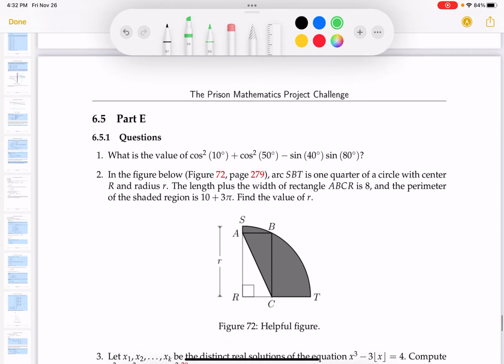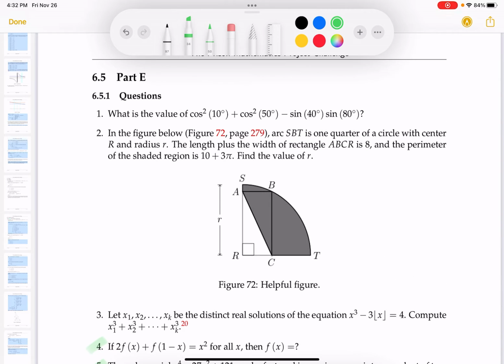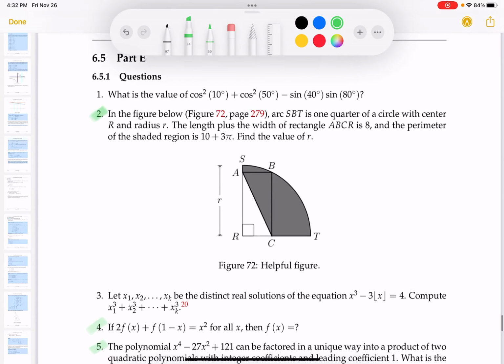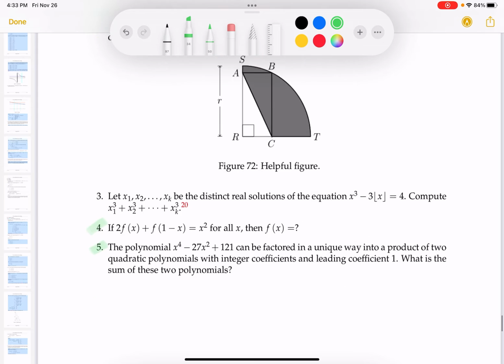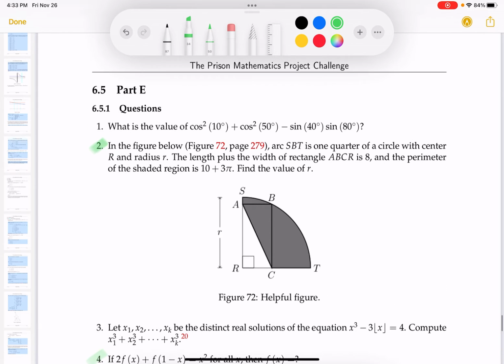I'm going to look around. And you know what? I think I'm going to try 2, because the 1 looks tough and 3 looks tough to me. So I want to read 2 to you. There's a lot of reading, though, isn't it? It says in the figure below, this is figure 72 on page 279. Yep, we're on 279. It says the arc SBT is 1/4 of a circle with center at the R, and radius R. And they got it labeled nicely.